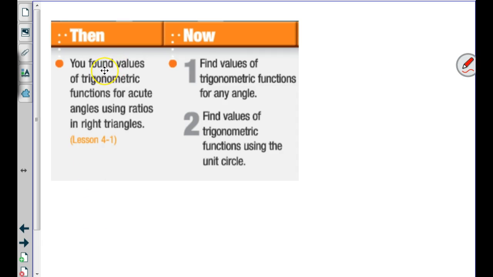All right, so today we have found trig values using the ratios of right triangles. Today we're going to talk about reference angles. And then we're going to talk about using the unit circle to find trig values of all six functions.